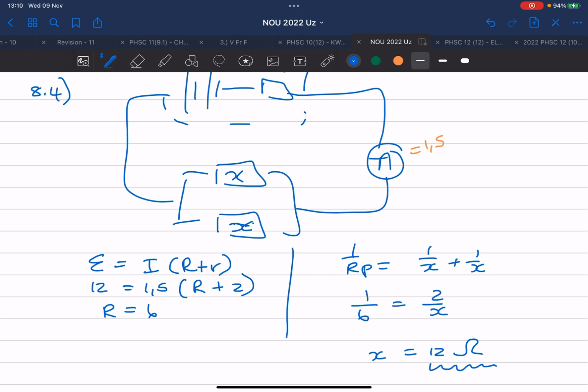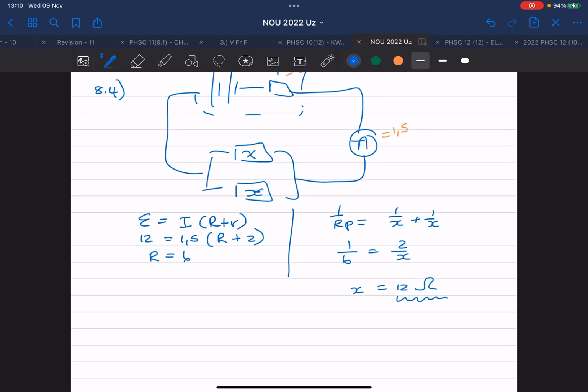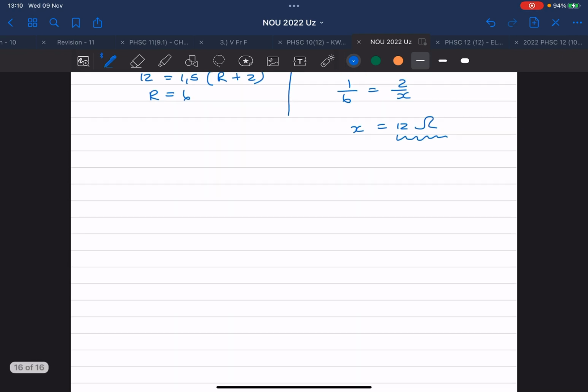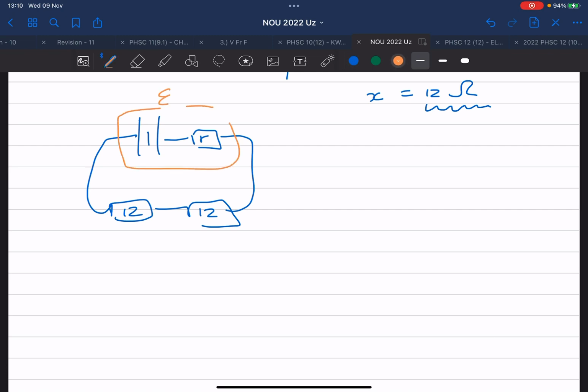Nee. Goed, dan vra hulle vir jou bereken die ammeterlesing in stroombaan 1. Okay, so why did I ask that now? Because now you know the value of x. Okay, so in circuit 1 looks like this. That's R. Hierdie is 12 en 12. Okay, so we have that is 12 volts. We know now that the size of the two x's is 12 and 12. And they tell us the internal resistance is 2.